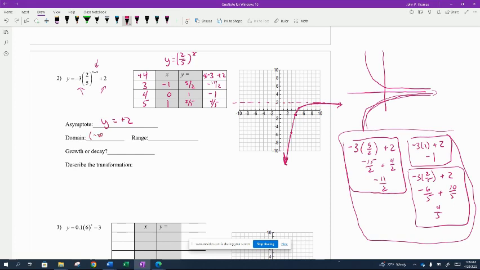Domain is -infinity to infinity. That'll always be true with exponentials. The range, this one comes up from -infinity and goes up to +2, but never touches it.